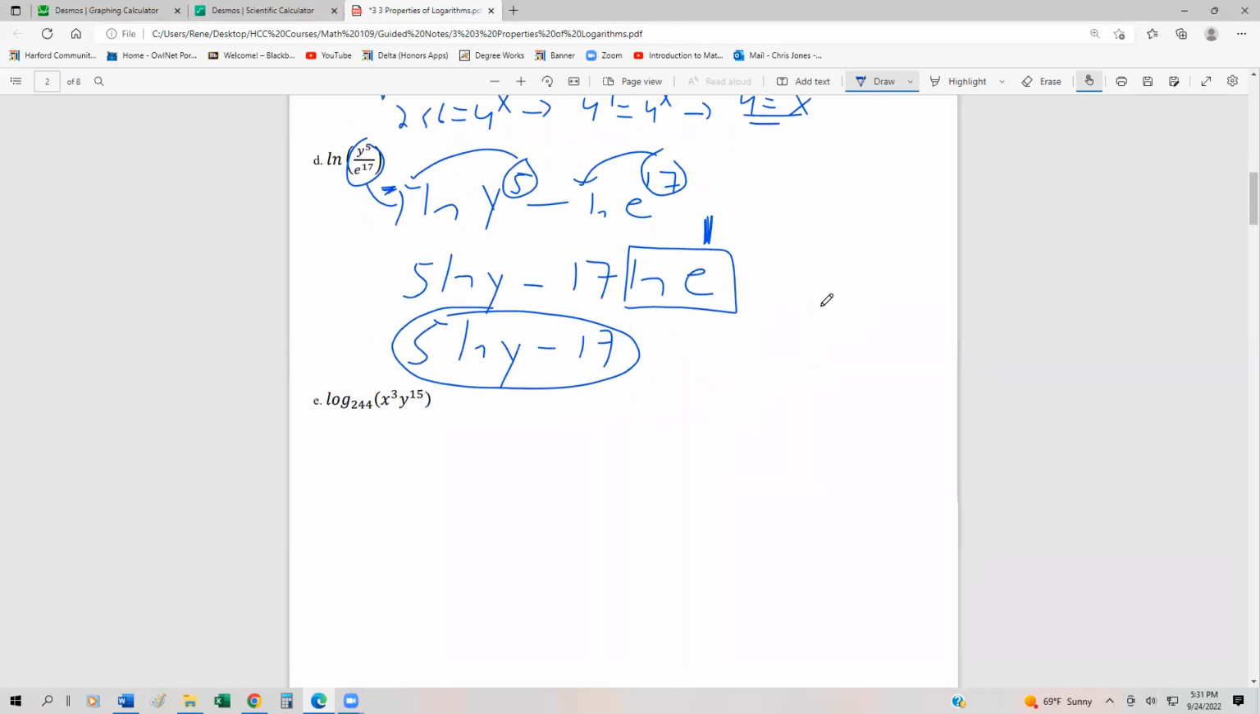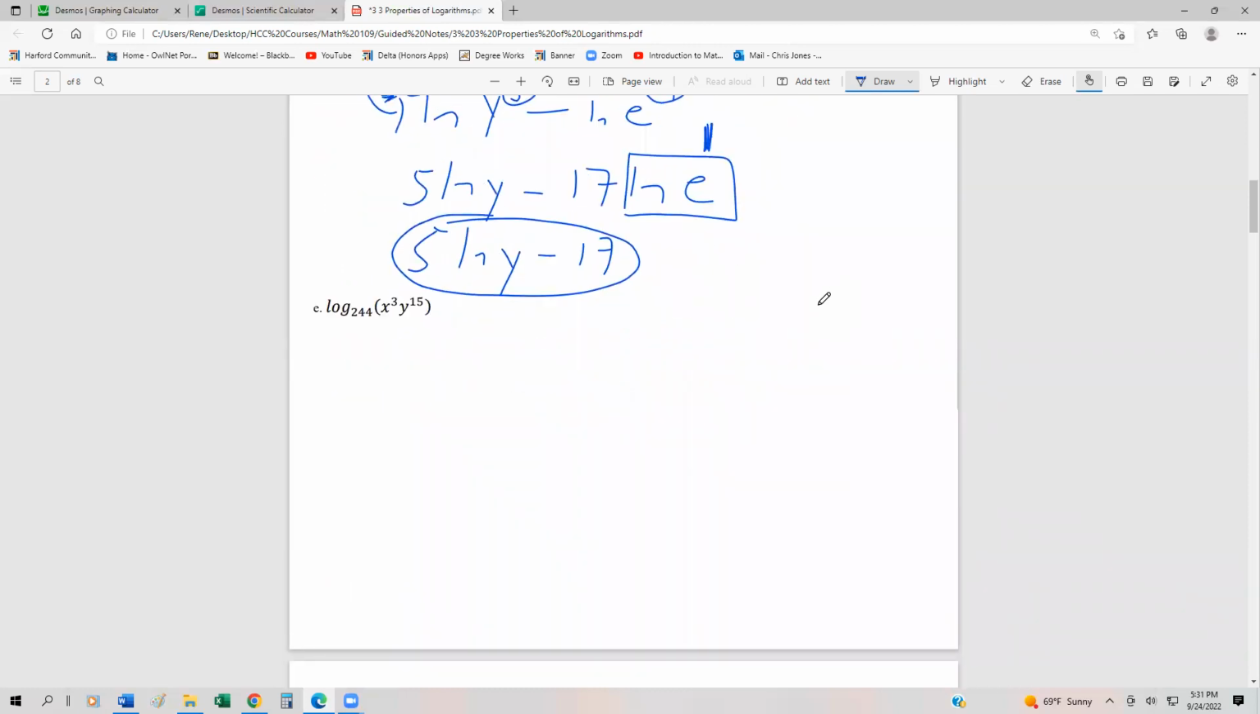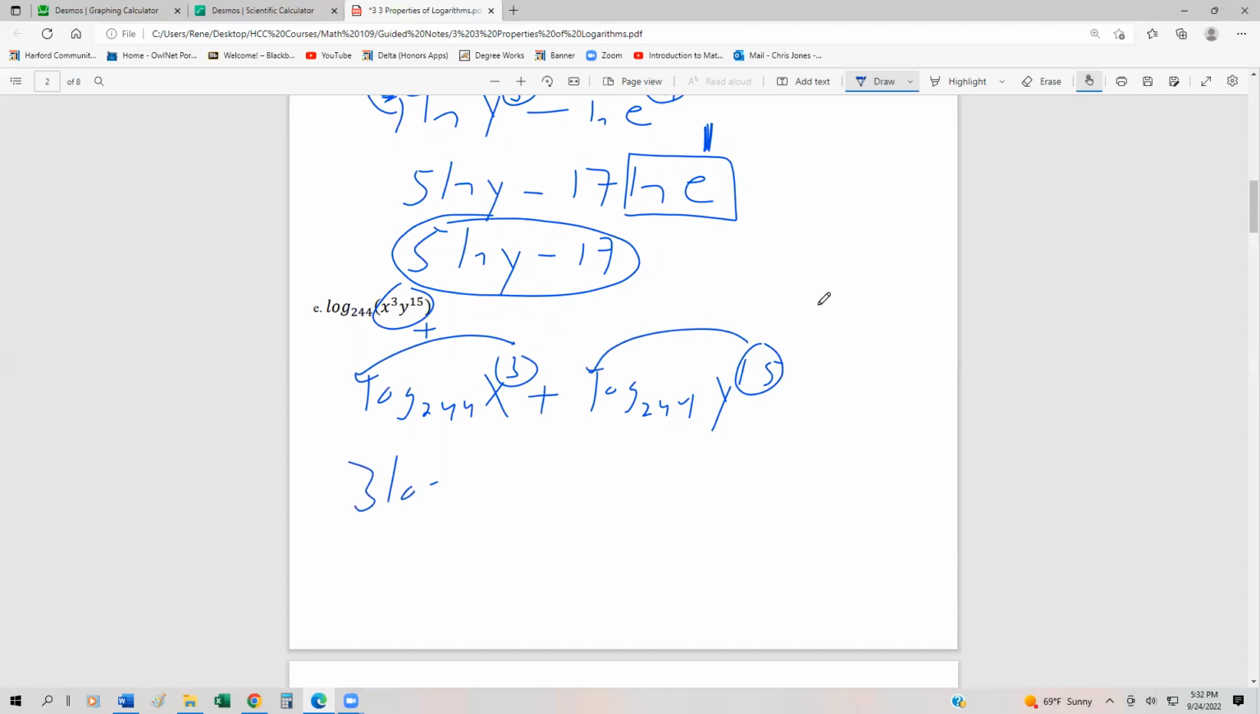One last example before we finish this video, and this one's probably the easiest one because we don't have to evaluate anything. Again, we have multiplication, so this is going to be a sum. This is going to end up being log base 244 of x cubed plus log base 244 of y to the 15th. And just like we've done in the previous examples, let's take these exponents and move them down. That would be 3 log base 244 of x plus 15 log base 244 of y.